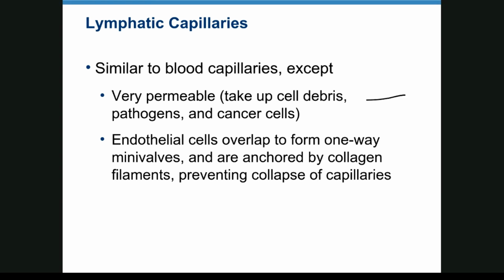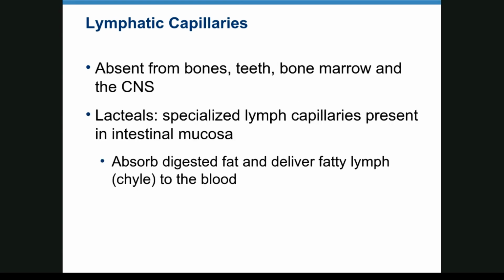You may have known someone who had breast cancer. They took out lymph nodes to see whether it has already spread, because it's known that if the breast cancer does spread, that's the first place it's going to spread, to those lymph nodes. Lymphatic capillaries are absent from bones, teeth, marrow, and the central nervous system.